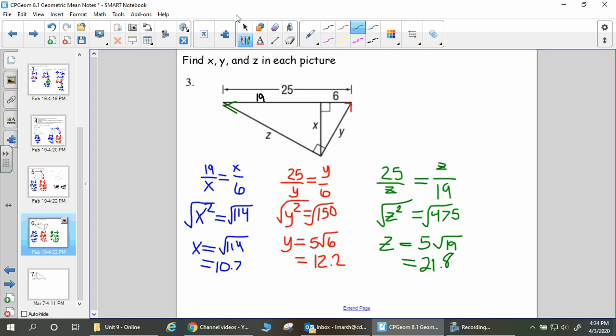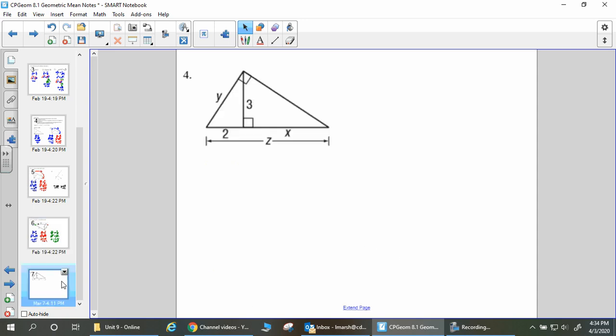Okay, so this example is having you find three things, but those three things are the same things you were already finding. You're just doing all three of them in one picture. You may have to find part of the hypotenuse using subtraction instead of just adding the two pieces together, but still a fairly straightforward problem.